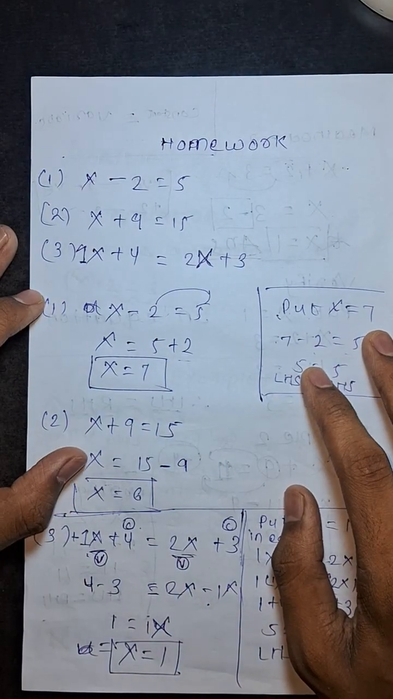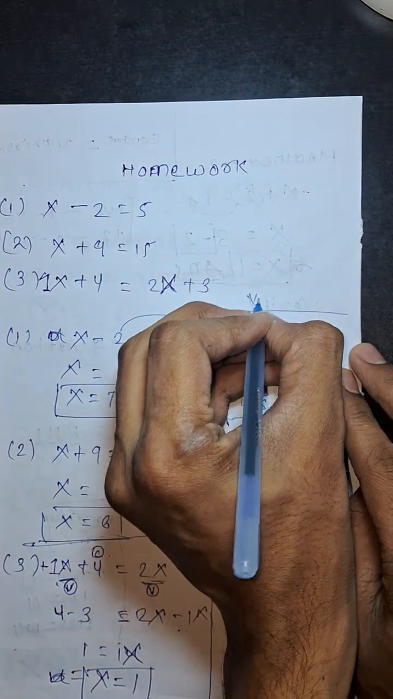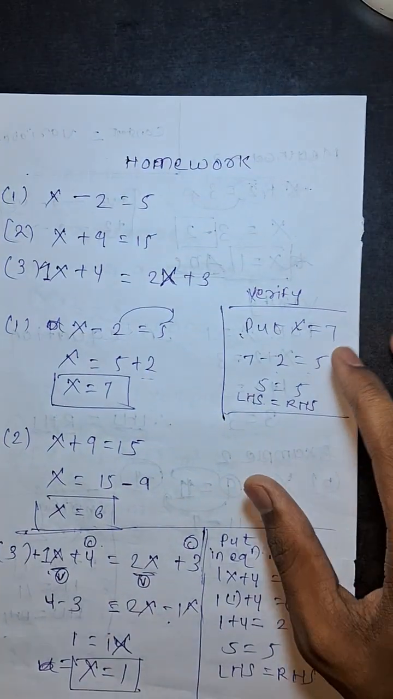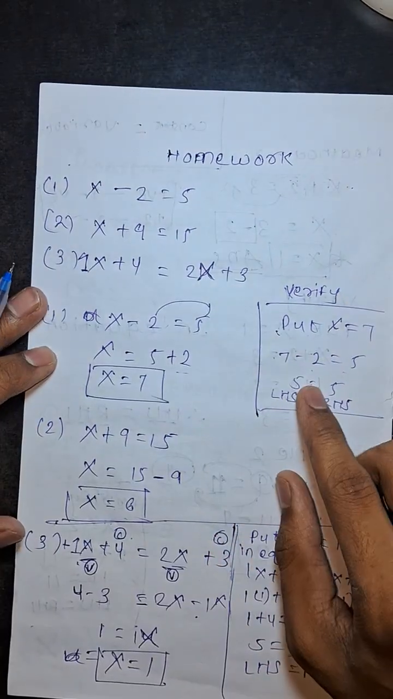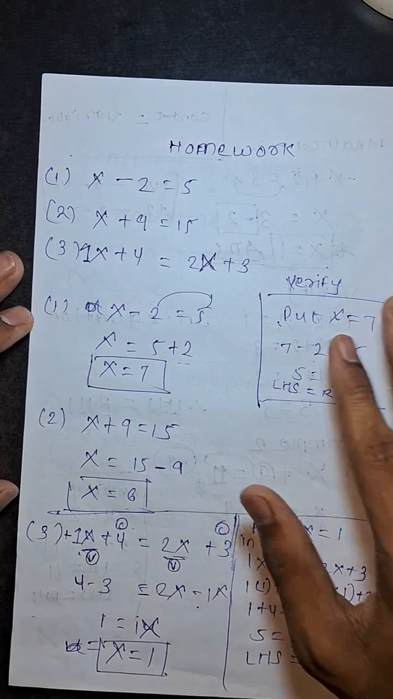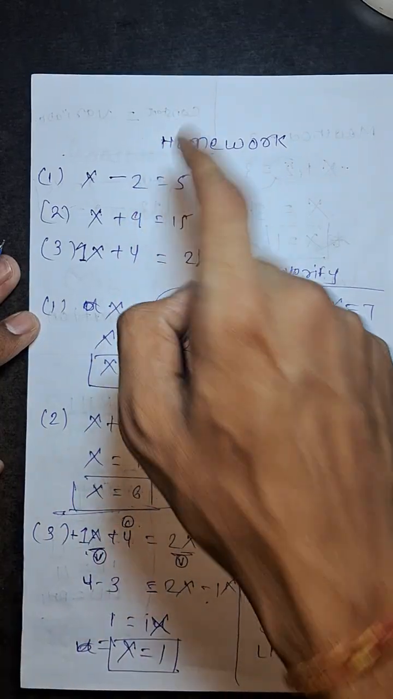So if we verify our answer, we'll get 5 is equal to 5, that is LHS is equal to RHS, and x is equal to 7 is the value for this equation.